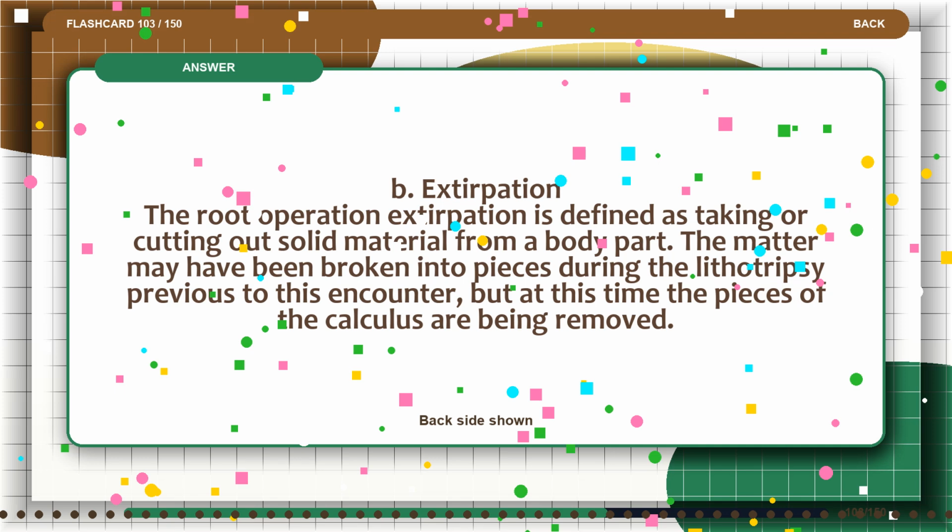The root operation extirpation is defined as taking or cutting out solid material from a body part. The matter may have been broken into pieces during the lithotripsy previous to this encounter, but at this time the pieces of the calculus are being removed.